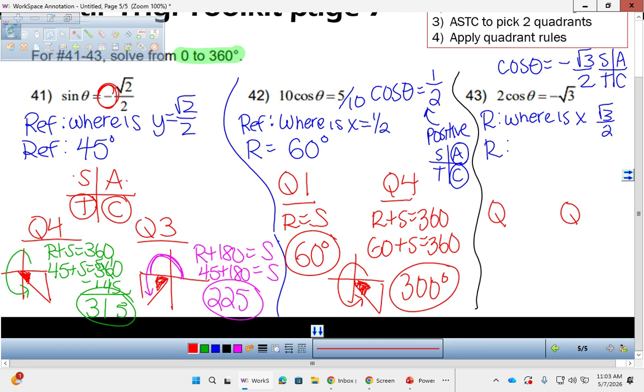What's the reference angle? Where is x root 3 over 2? 30. All right, the reference angle is 30 degrees. Does anybody need me to explain that one? Where the 30 is coming from? All right, what quadrants do I want to apply this to? It's negative root 3 over 2. Aiden? 2 and 3. I'm going to use 2 and 3.